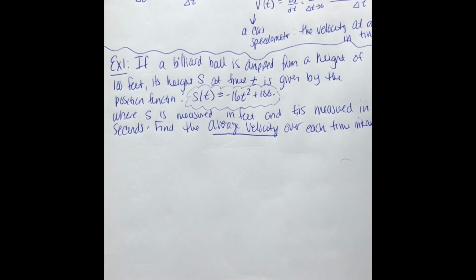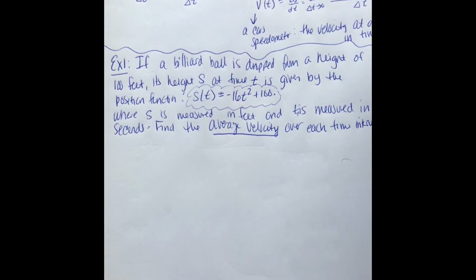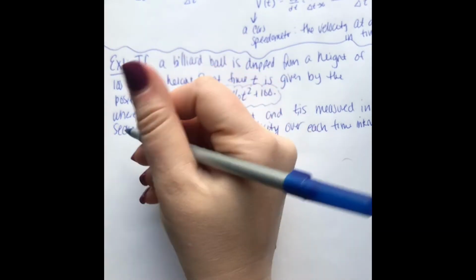All right, so if a billiard ball, which is kind of like a pool ball for those that play pool, is dropped from a height of 100 feet, its height S at the time t is given by the position function S of t is equal to negative 16 t squared plus 100, where S is measured in feet and t is measured in seconds, find the average velocity over each interval. So we have three different problems here.